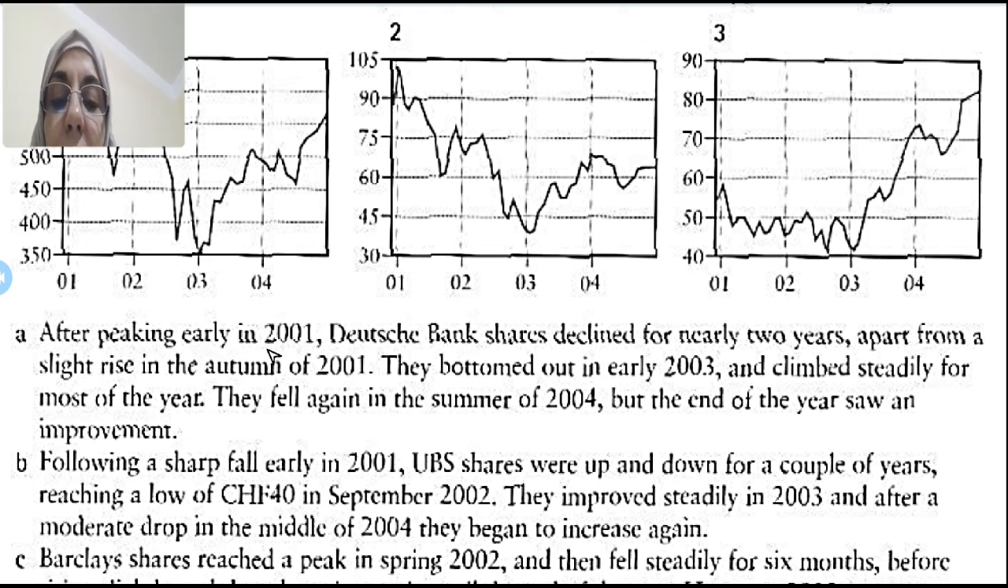After peaking early in 2001, Dutch bank shares declined for nearly 2 years, apart from a slight rise in the autumn of 2001. They bottomed out in early 2003 and climbed steadily for most of the year. They fell again in the summer of 2004, but the end of the year saw an improvement. So, which graph fits this description? Is it 1, 2, or 3?